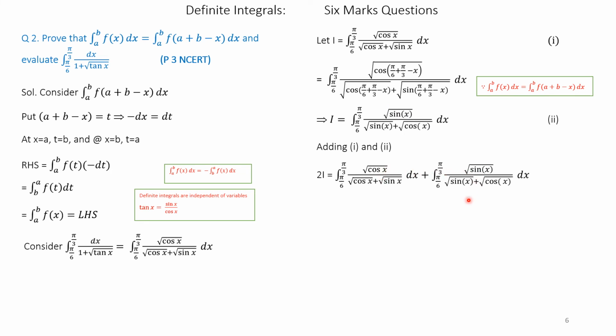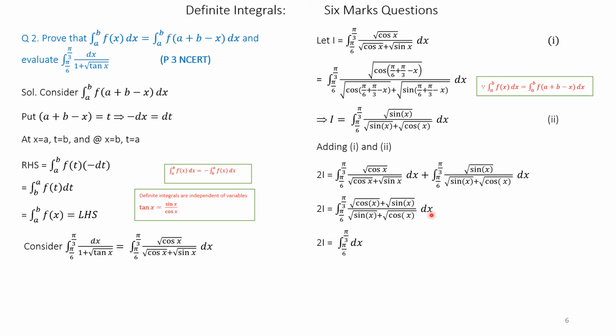Therefore, we say the numerator is the same. If you take the numerator common, the numerator is root of cos x plus root of sin x, and the denominator is common. So this becomes the square root of cos x plus the square root of sin x in the numerator, and the denominator as it is, that is the square root of sin x plus the square root of cos x, dx. Therefore, the numerator and denominator get cancelled and the remaining term is only dx.